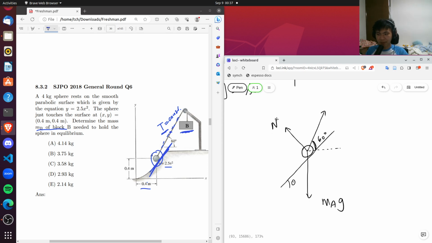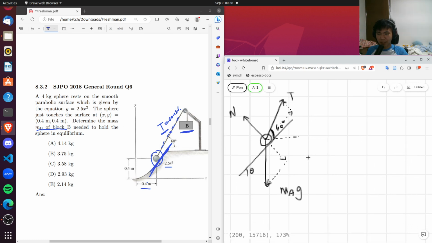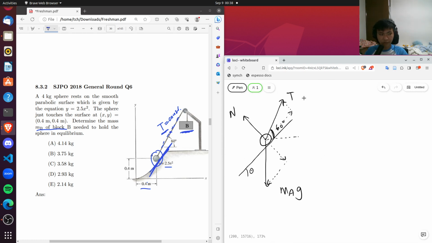Normal contact force is not equal to mg cosine theta, because tension contributes a small amount. Tension has a contribution to the perpendicular component of the force. So if we break these three forces down into their parallel and perpendicular components, we actually only need to think about the parallel components of force.